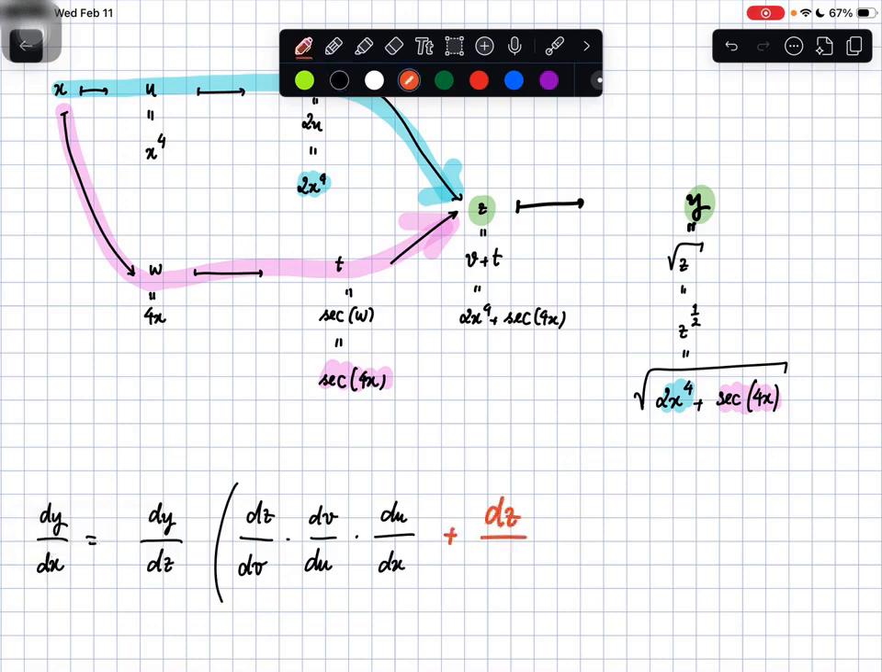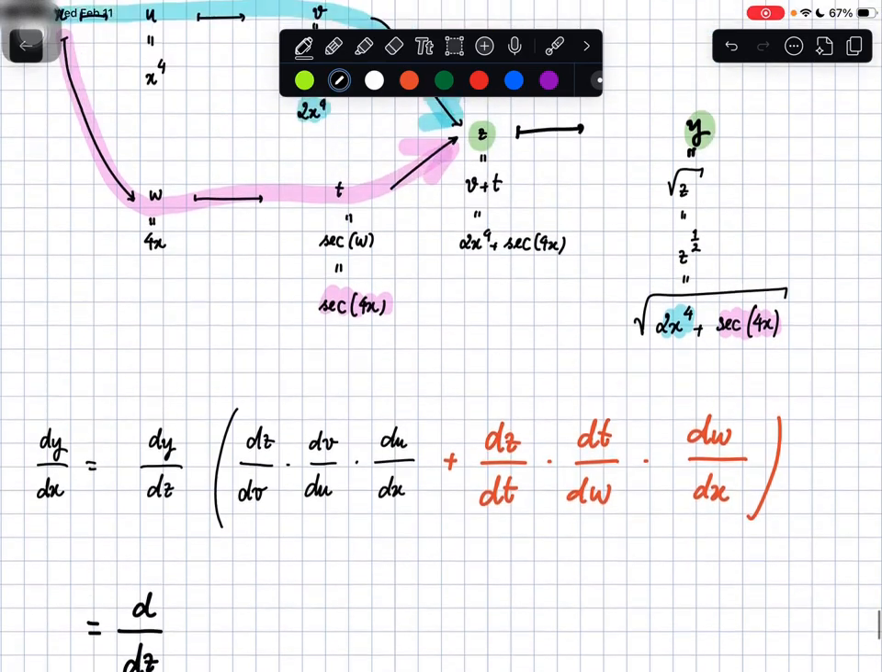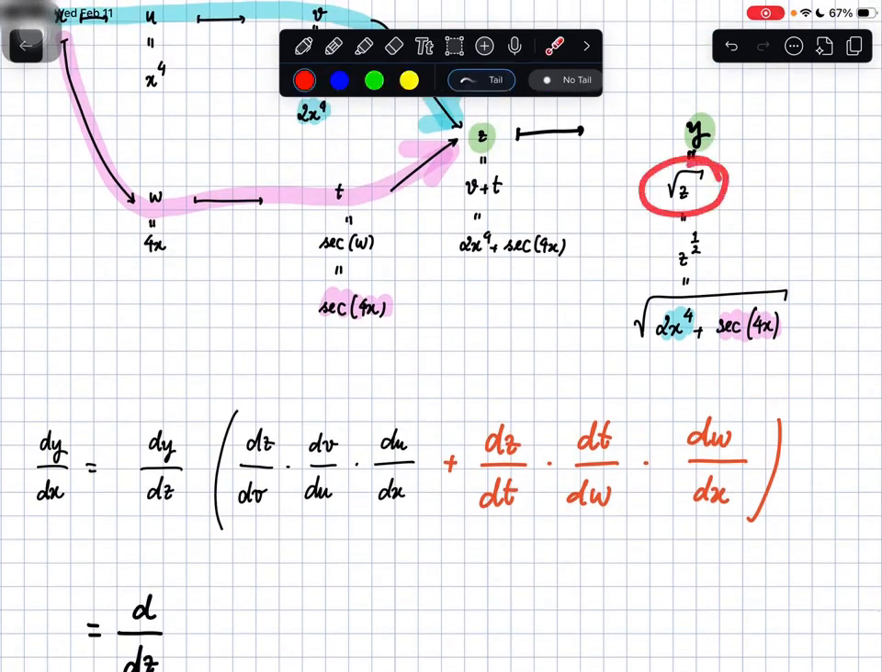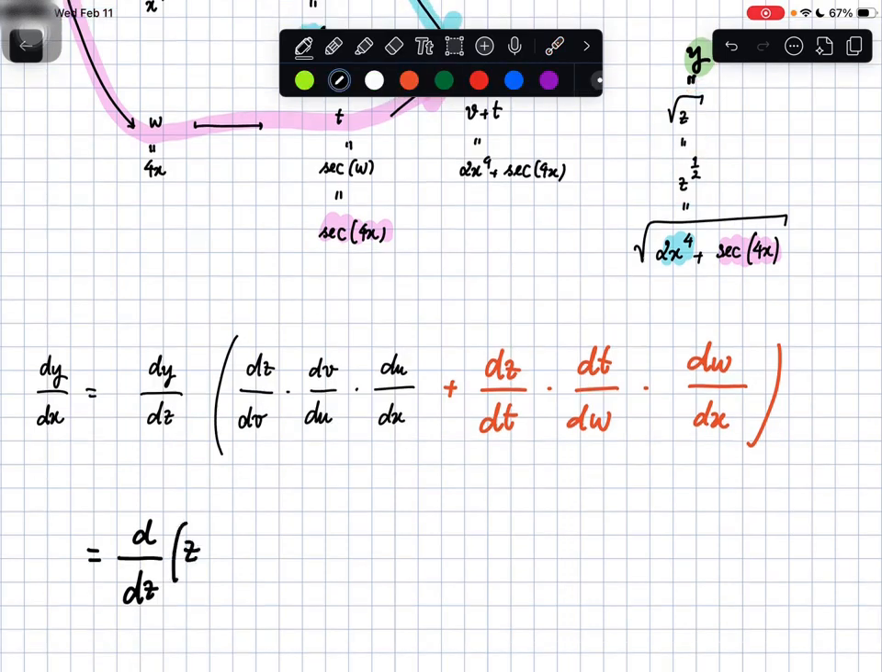dz over dt, dt over dw, dw over dx. Now we compute each one of them. dy over dz: y is square root of z, or z to the power of one half. That's the first one.